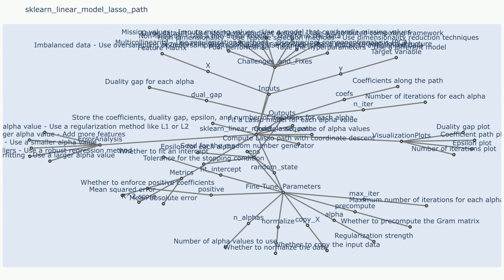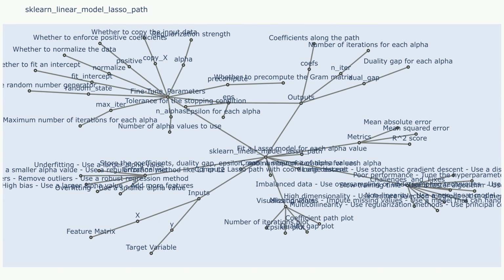Sample use case that resulted in challenge 2: when selecting a very small alpha, the model might overfit the training data and perform poorly on unseen data. On the other hand, a very large alpha might lead to underfitting.